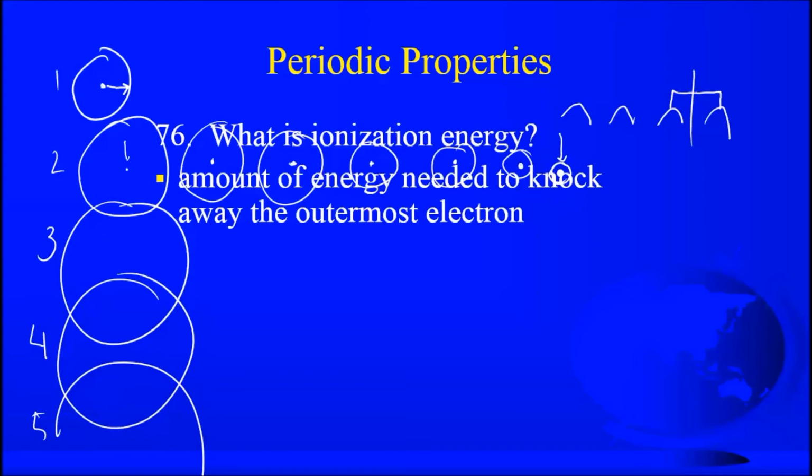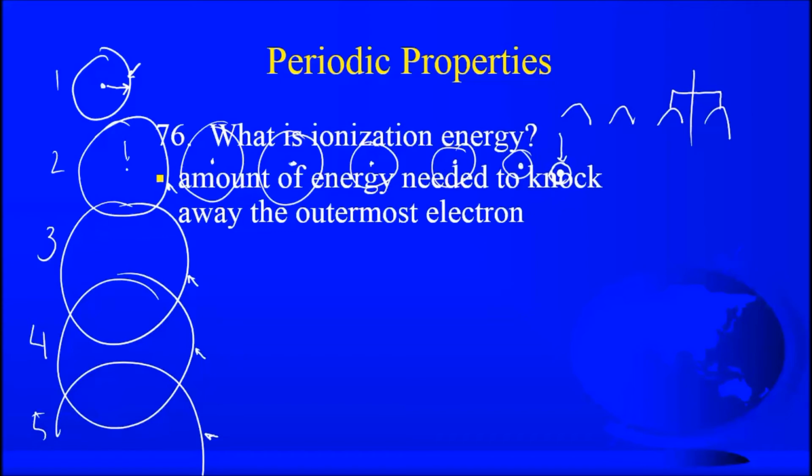Same principle. Ionization energy is the energy required to rip away the outermost football, or the outermost soccer ball, or the outermost basketball, or the outermost electron from the nucleus. We're talking this one right here, this one, this one, this one, this one. Okay? The outermost electron.